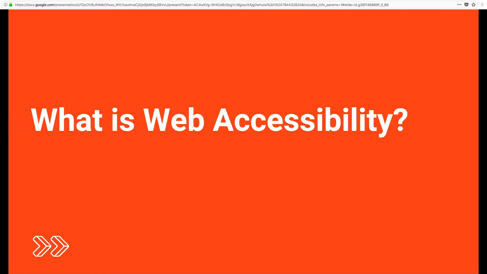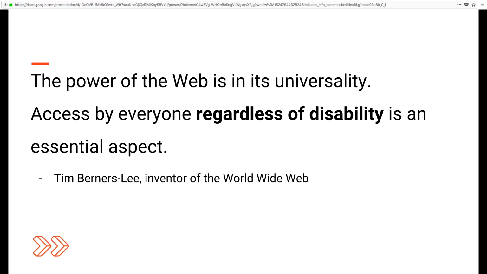So where did these standards come from? They come from the World Wide Web Consortium, or W3C, which is led by the inventor of the internet, Tim Berners-Lee, and he has this great quote. It says, "The power of the web is in its universality. Access by everyone, regardless of disability, is an essential aspect." The W3C, for those of you who don't know, is an international organization that sets protocols and guidelines for ensuring the long-term growth of the web.